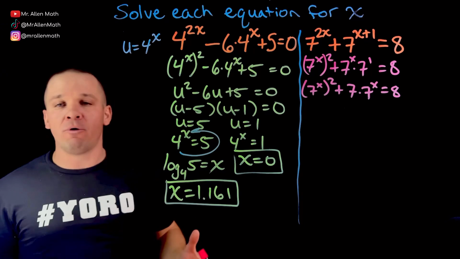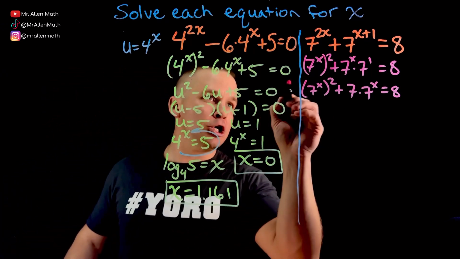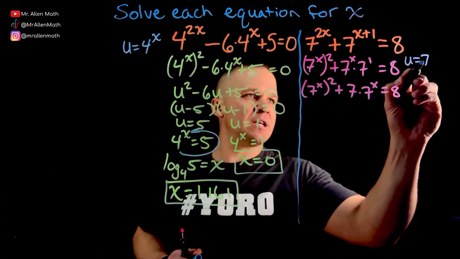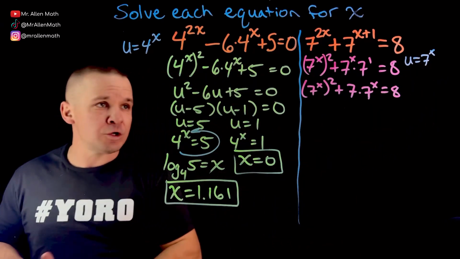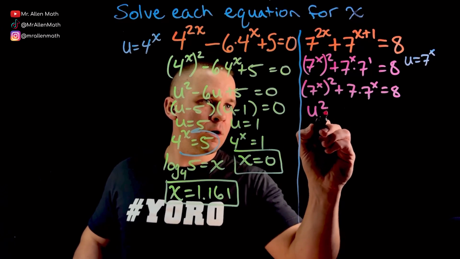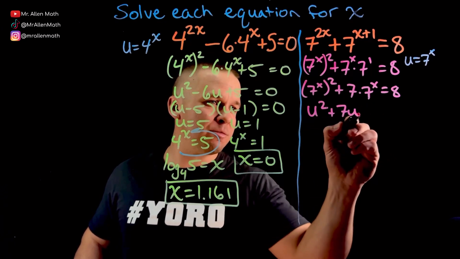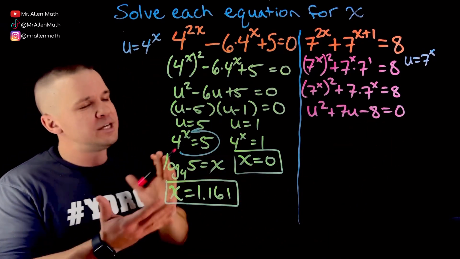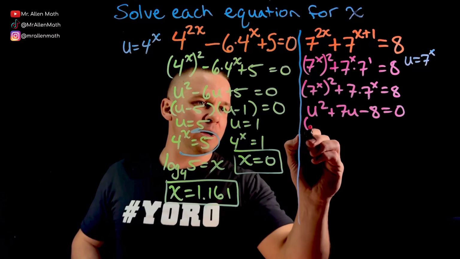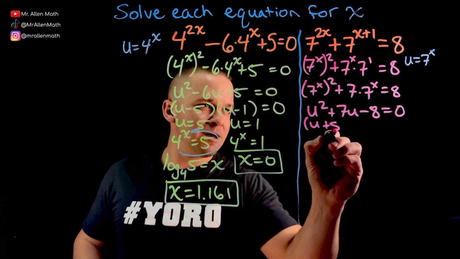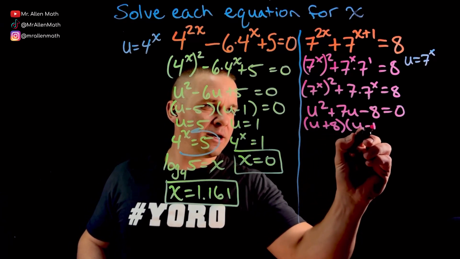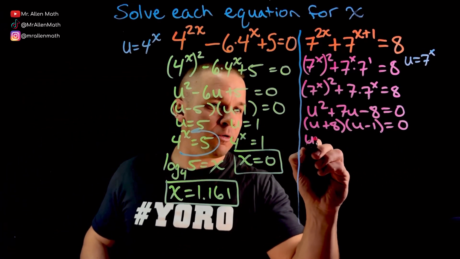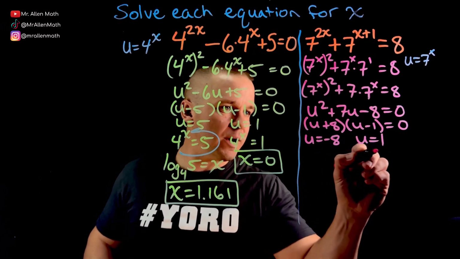It's exactly what I had before, right? I'm going to make this guy u. So let's say u equals 7 to the x, okay? So we're going to have u squared plus 7u, and I'll subtract that 8 over. It's got to be equal to 0 to use our zero product property, right? Yes, absolutely. Now I can factor. We got u plus 8, and u minus 1. That's going to multiply to negative 8, add to 7. So we'll get u equals negative 8 here, and u equals positive 1.